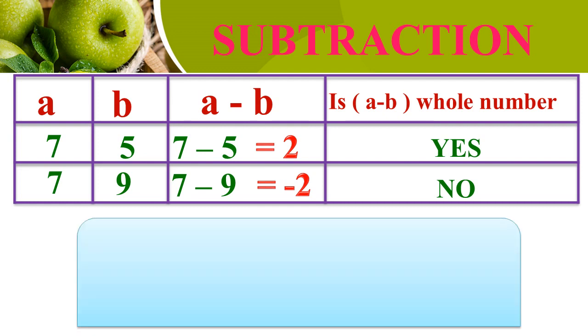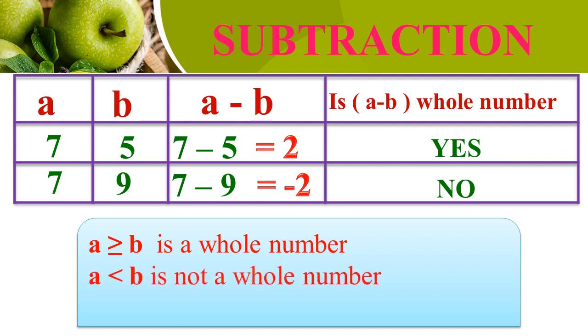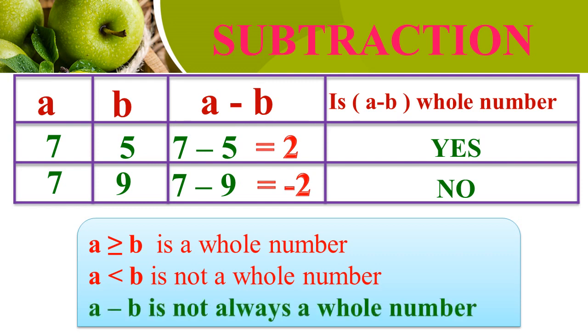We learn from this that when A is greater than or equal to B, A minus B is a whole number. When A is less than B, it is not a whole number. That is, A minus B is not always a whole number. Therefore, the closure property is not true for subtraction.